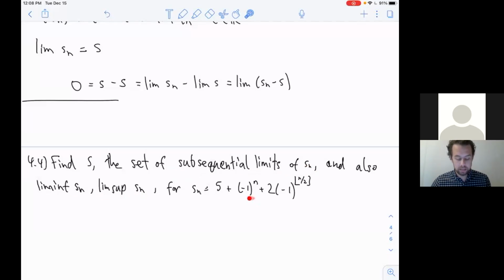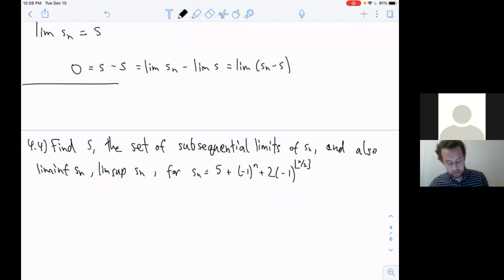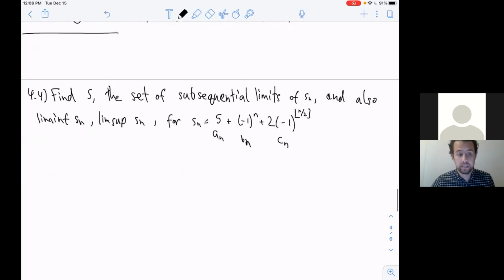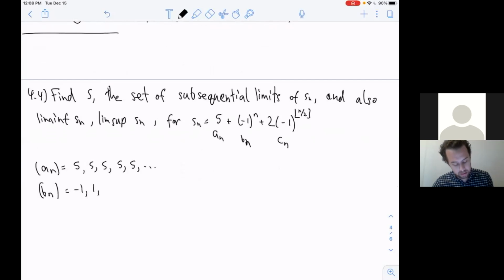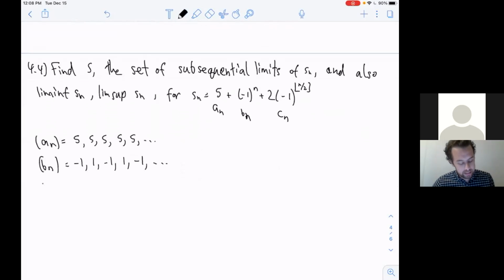It's 5 plus -1 to the n plus this thing, which is 2 times -1 to the floor of n over 2. So let's get a little more intuition for this. Let's call 5 an, -1 to the n is bn, and this fancy thing is going to be cn. So an, we know what this is. It's 5, 5, 5, 5, 5, etc. Okay, bn is also not so bad. -1 to the n. So the first term is going to be -1, 1, -1, 1, -1, so on, and it keeps alternating.